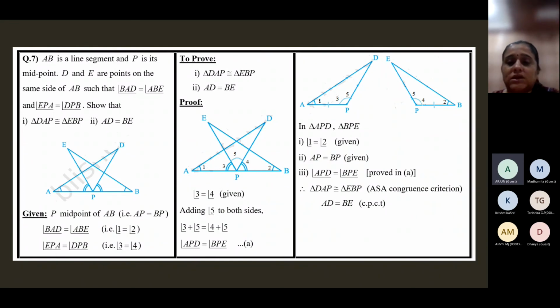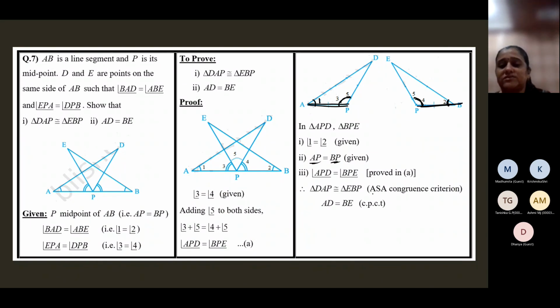Now clearly, children, for angle 1, that is for this angle and this angle, AP is the included side. And for this angle and this angle, BP is the included side. So we have mentioned this angle and this included side, this angle and this included side. So clearly it is two angles and the included side. ASA rule. Correct?